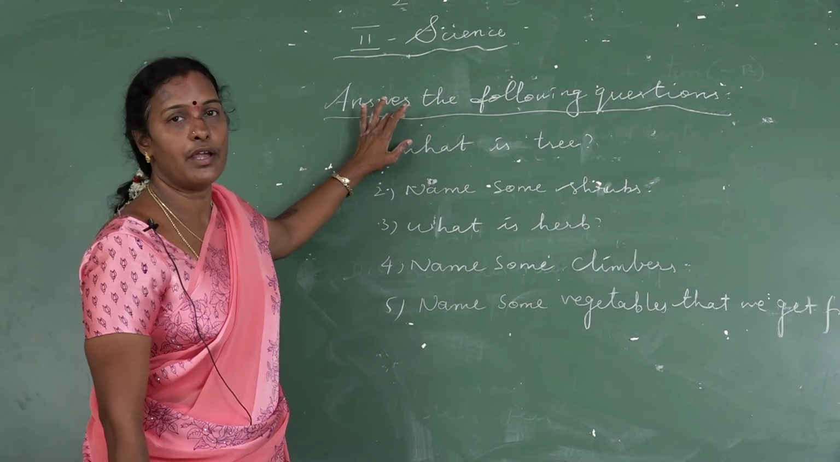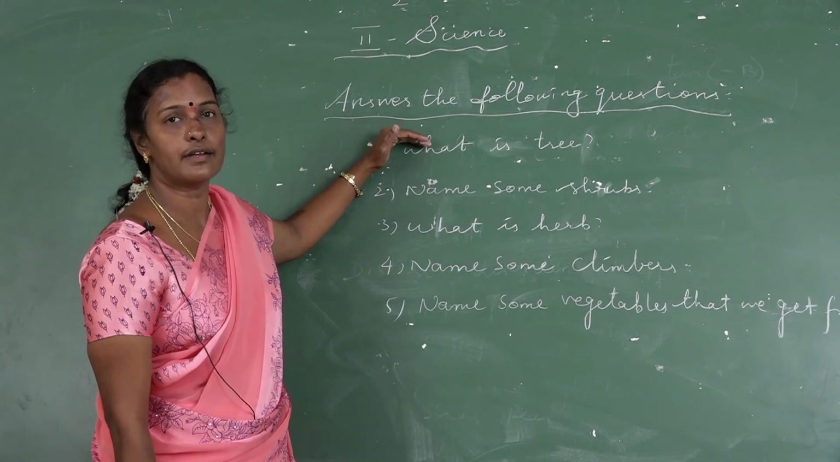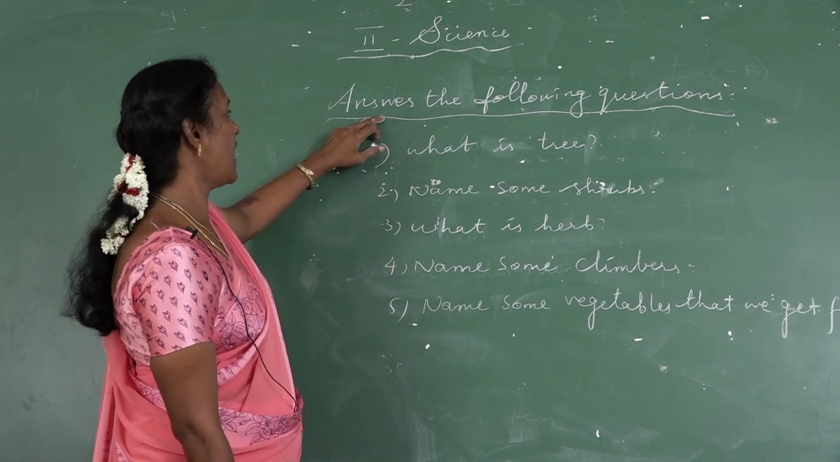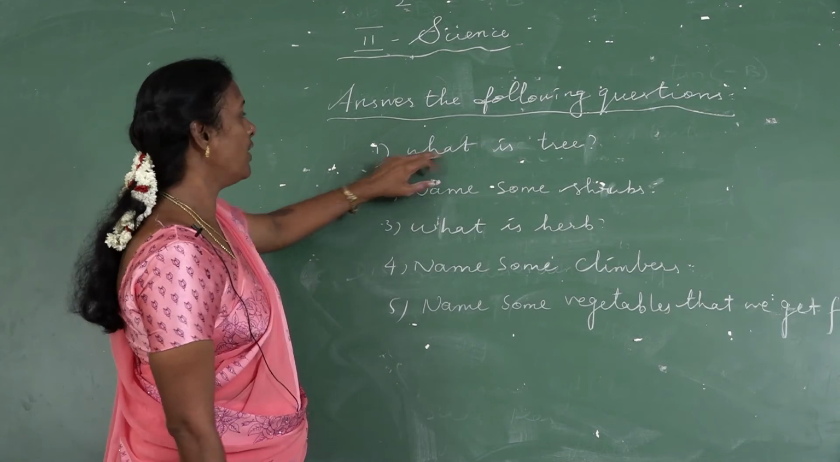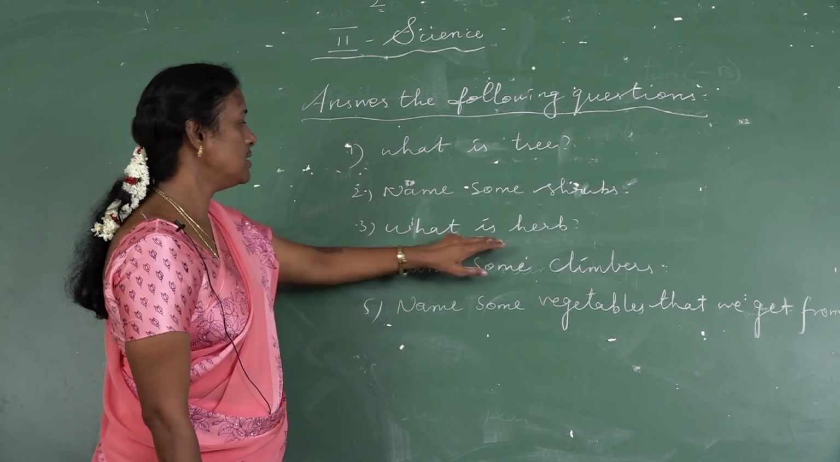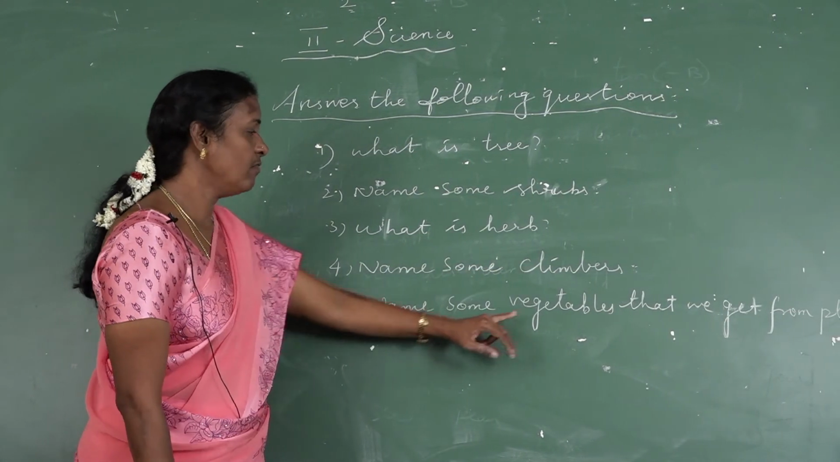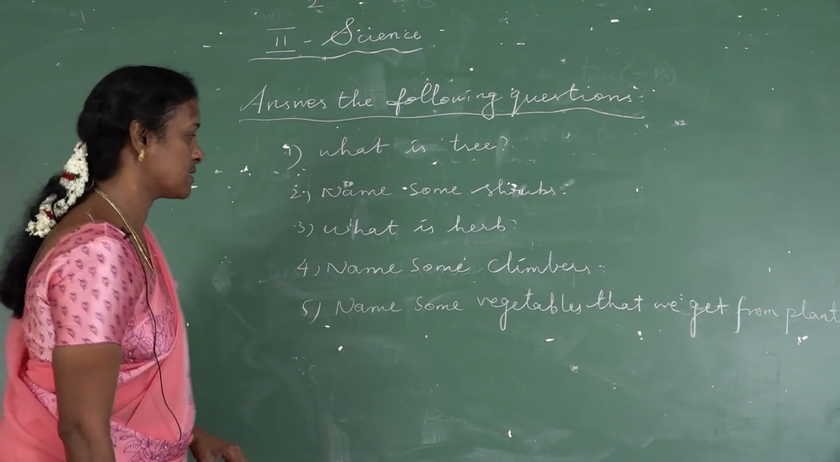Okay, now I am giving some questions. You should write answers in your notebook. Answer the following questions. What is a tree? Name some shrubs. What is a herb? Name some climbers. Name some vegetables that we get from plants.